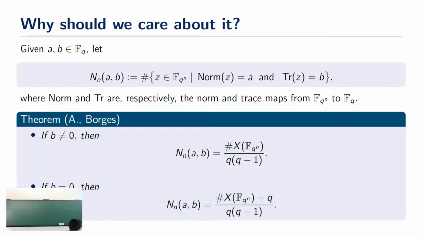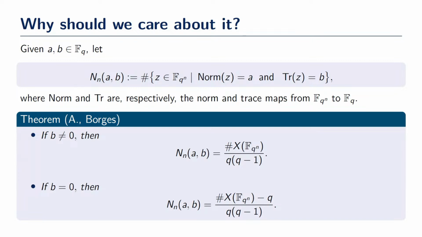So with this connection, one improvement on the number of rational points will give us hopefully a nice bound for the number of elements with given norm and trace, for this N_n(A,B). Okay, this is a motivation.